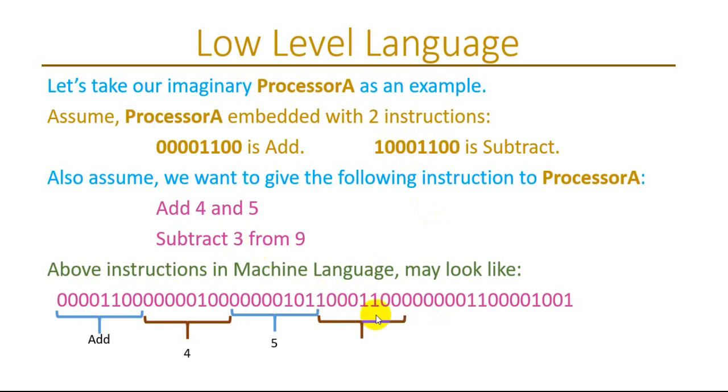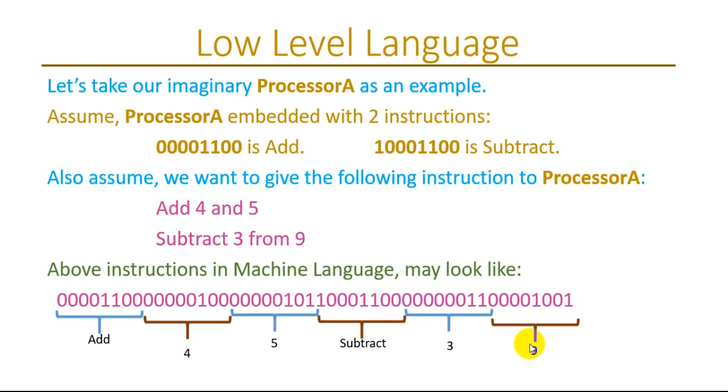Then that is subtract. Then we have the 3 in binary, see 0 0 1 1. That is 3. And then we have 9. See, this is 9. Each one is 8 bits, 8 binary digits, and this is 9.